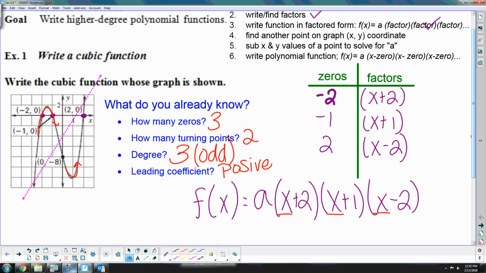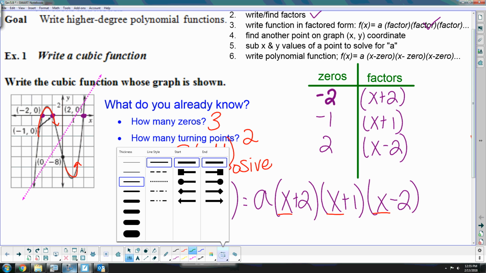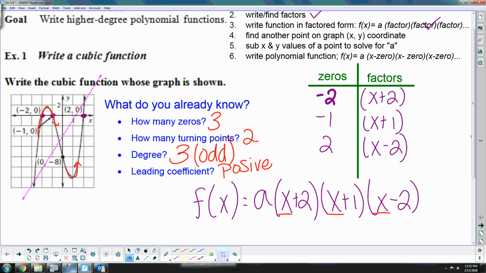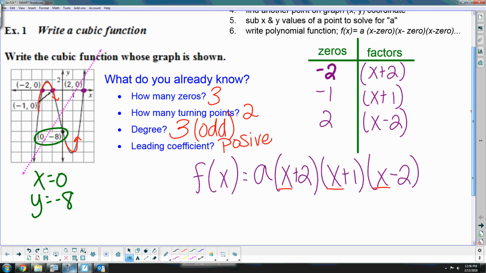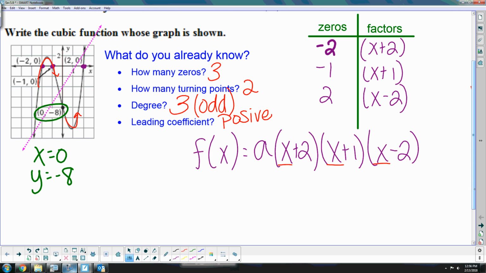All right, so we found our zeros. We wrote the factors, we wrote our function in factored form. Now we need to find another point on our graph. So here's another point that's not a 0. When x equals 0, y equals -8. So let's use that, like we did with the quadratic functions, let's use that to solve for a.